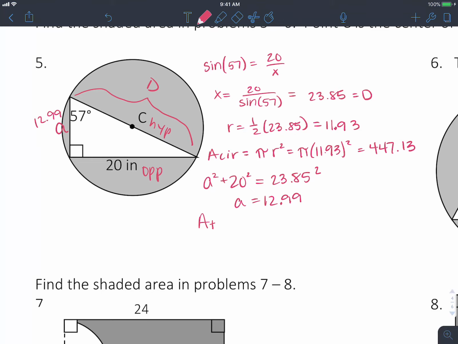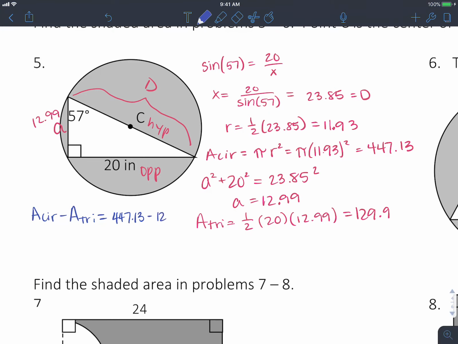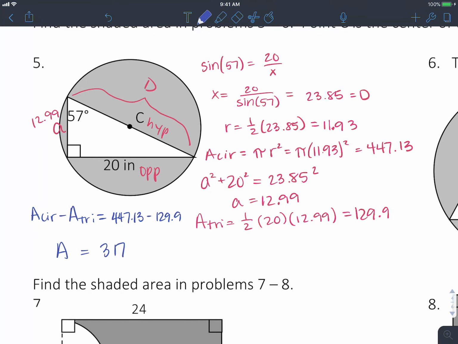So the area of our triangle is going to be 1/2 base times height. So 1/2 of 20 times 12.99. And that comes out to be 129.9. Our final step is going to be area of the circle minus area of the triangle. So we're going to have 447 minus 129.9. And our area comes out to be 317.23. I know it's a lot of work.